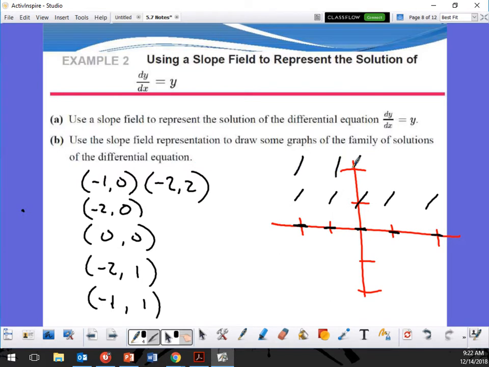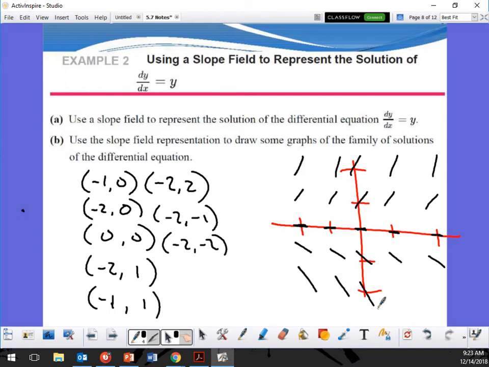Same thing. When we drew this on the AP test, it was so annoying. Now, let's go down to the negatives. Let's go -2 and -1. So -1 slope, all the way across. And it's a -2 slope, no matter what the x is. We just created a slope field for that.